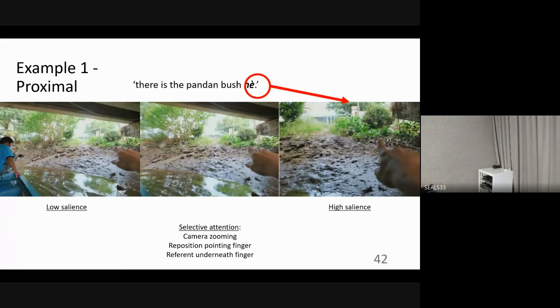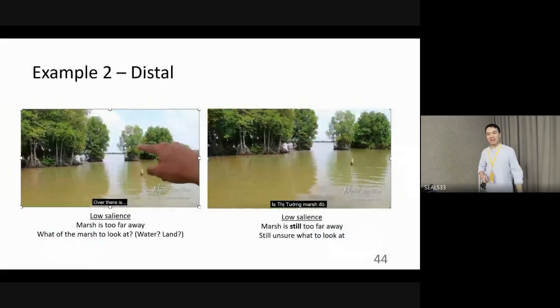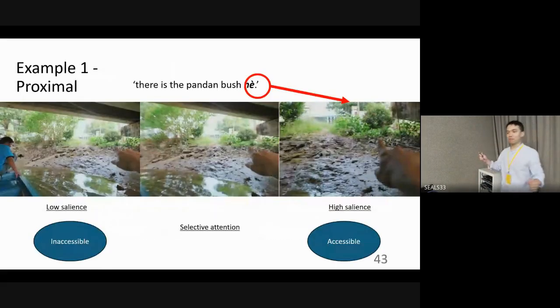We see the camera zooming in, and then the speaker even repositioned his finger so that it is now on top of the panda bush. Right. And with these two things, we can see that in the first frame, the reference was inaccessible, but in the third frame, it has become accessible. And then we see the proximal.